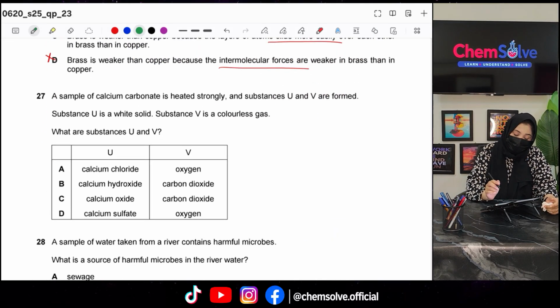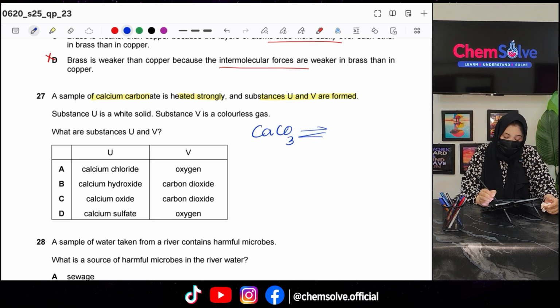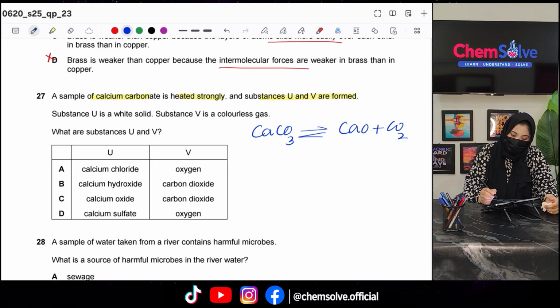Question number 27. A sample of calcium carbonate is heated strongly. Substances U and V are formed. Okay, let's see what happens when calcium carbonate is heated. As a result of thermal decomposition, it will form calcium oxide and carbon dioxide. So these are our options, calcium oxide and carbon dioxide. So option C is the correct one.